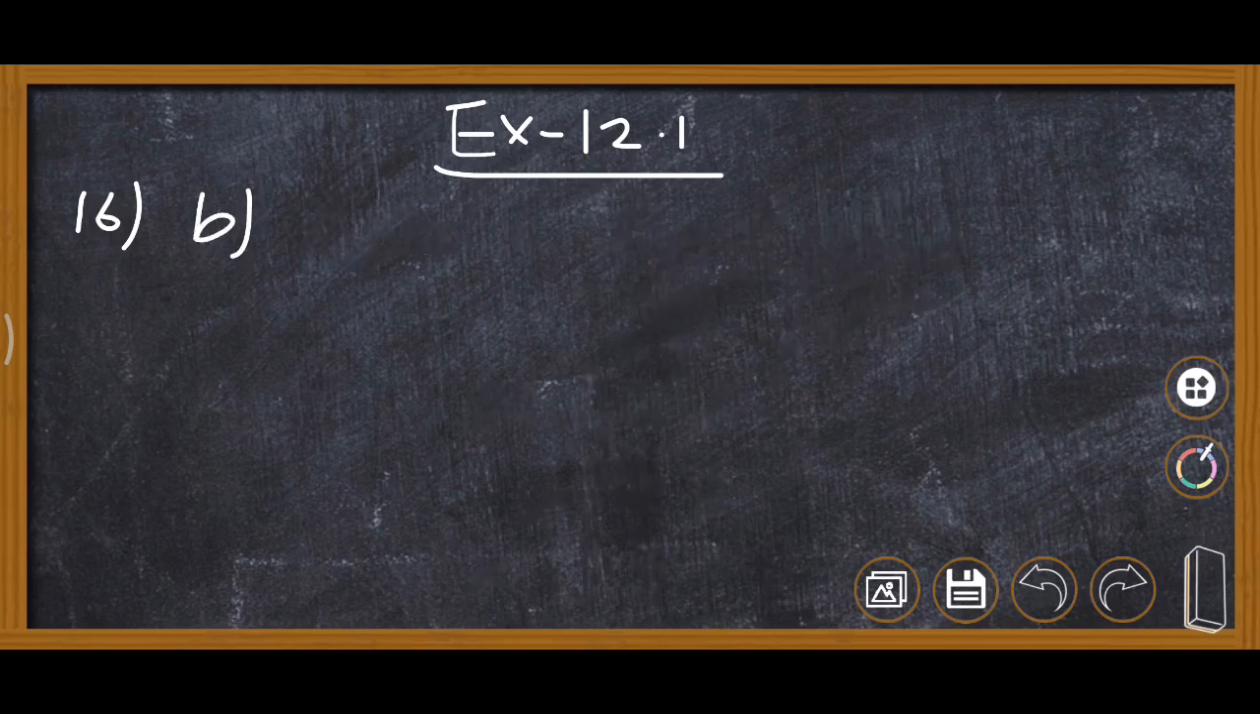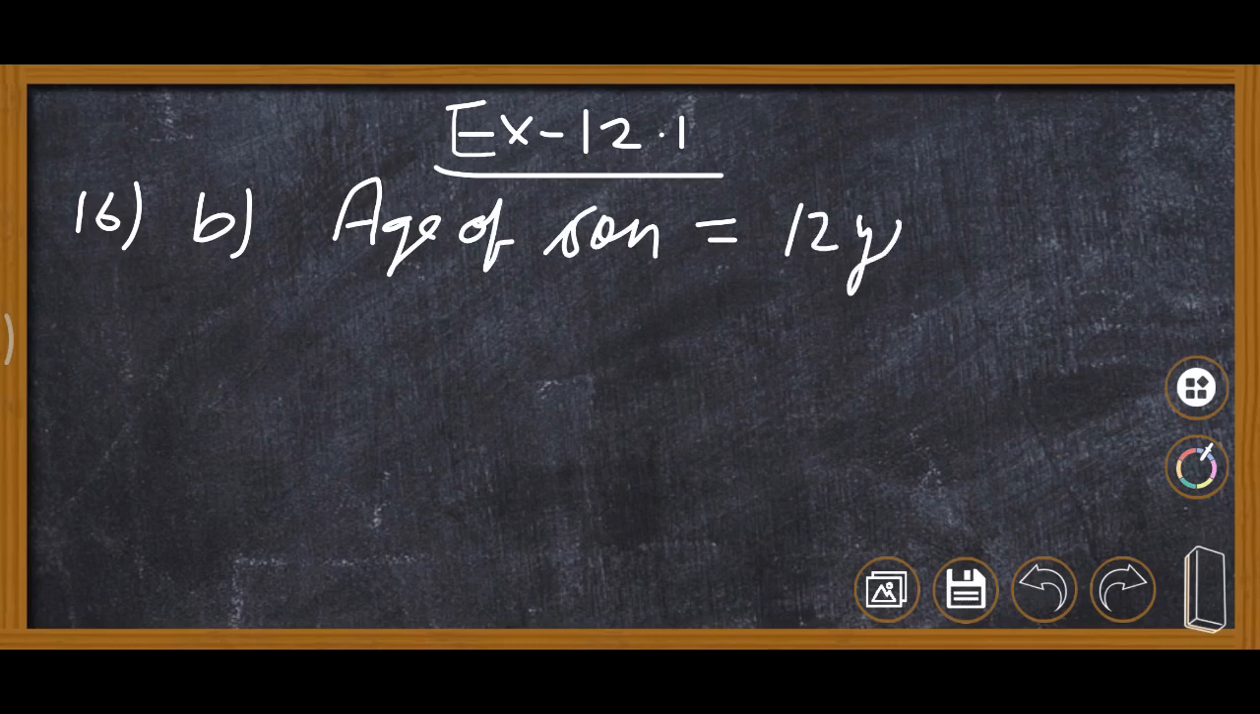Now this is the 16b part, age of father to the age of son when son was 12 years old. Then present age of son is 14 and the given age of son is 12. So first of all we will write here age of son. This is given 12 years, means this 12 years is the age of 2 years back.